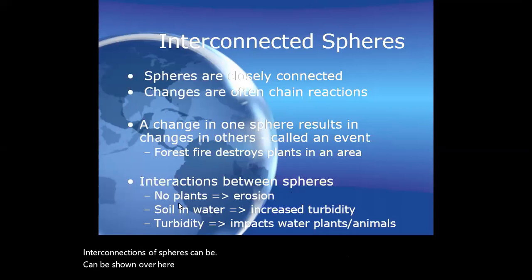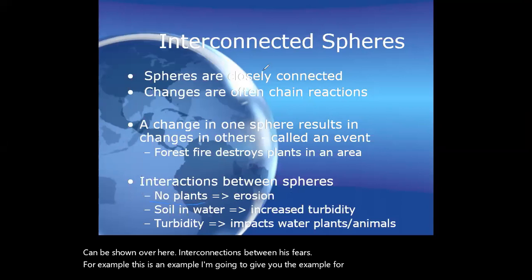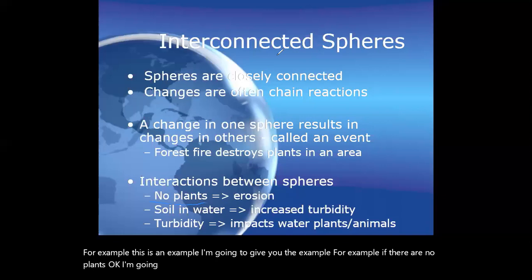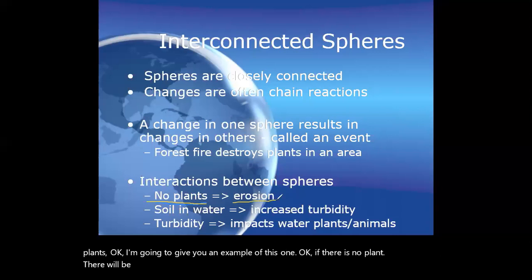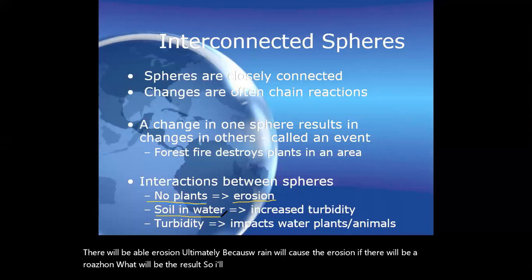Interconnections between spheres. I'm going to give you an example. For example, if there are no plants, there will ultimately be erosion, because rain will cause the erosion. If there is erosion, what will be the result? Soil will come into the water and water becomes turbid.